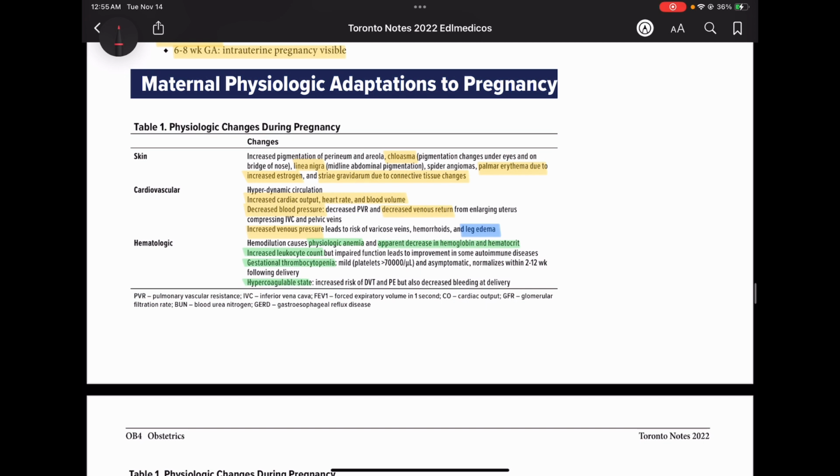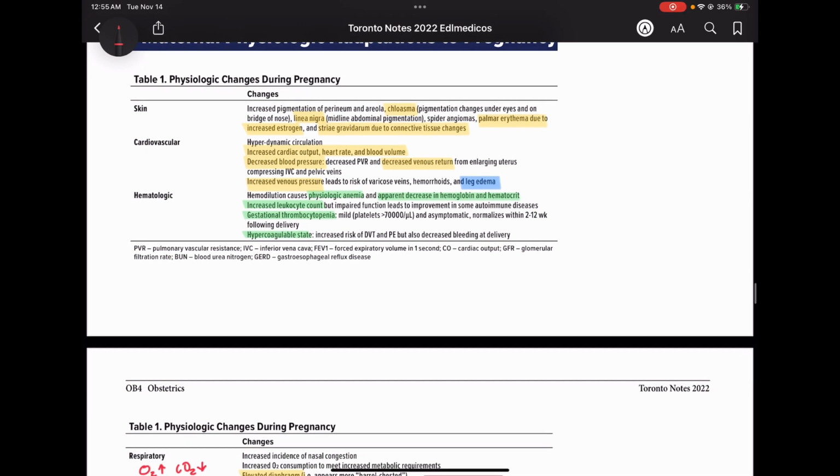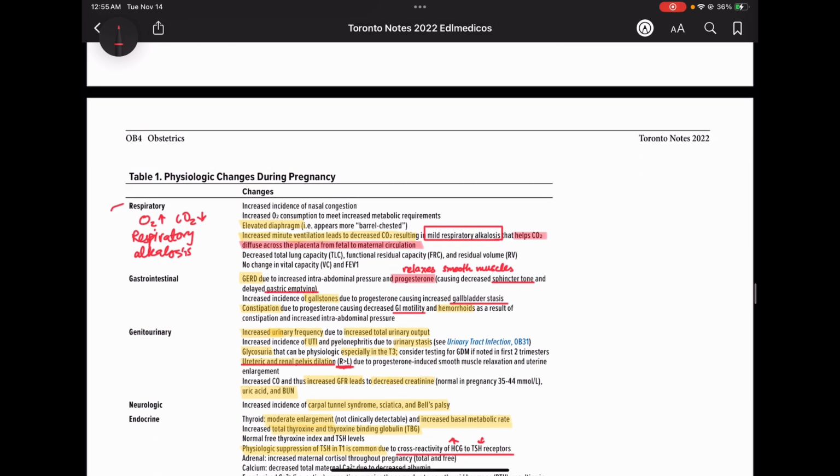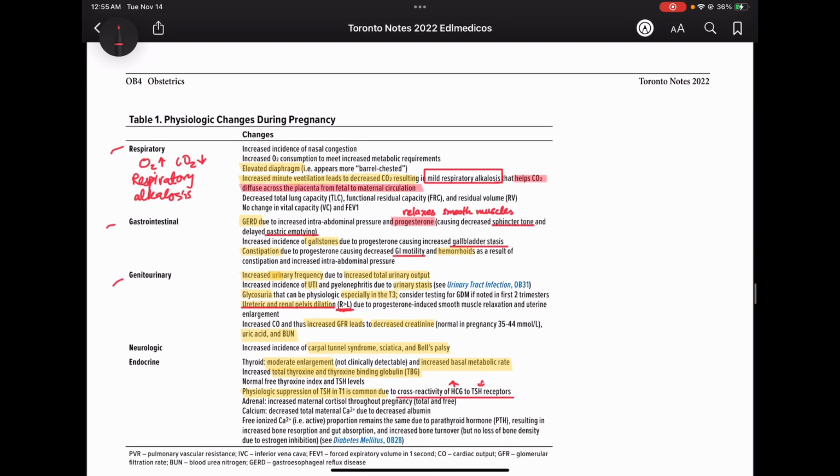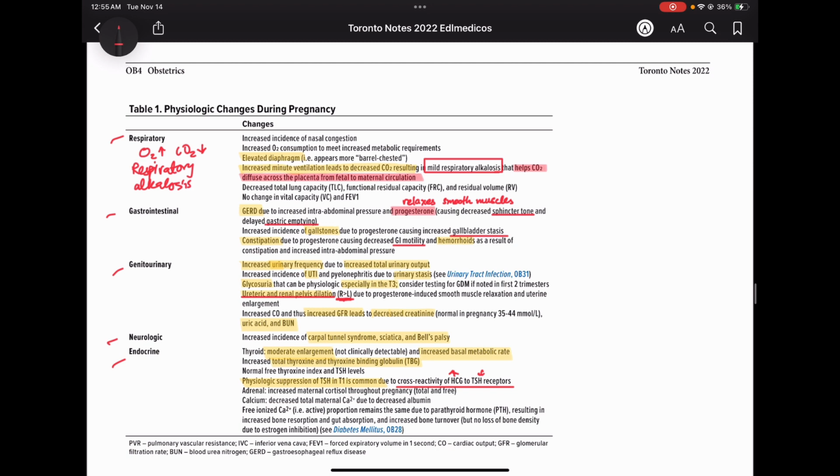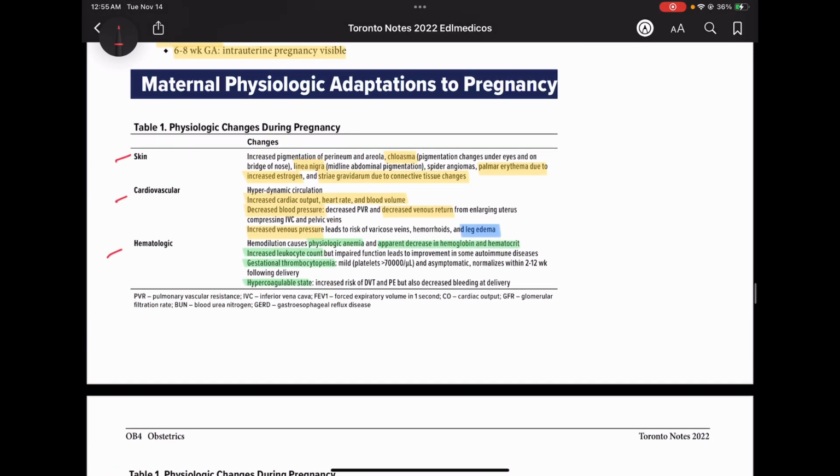Moving forward, maternal physiological adaptations to pregnancy. There are many physiological changes going on in a mommy during pregnancy, right? It includes skin, cardiovascular, hematological, then respiratory, gastrointestinal, genital, urinary, neurological, endocrine, and all of these are physiological.